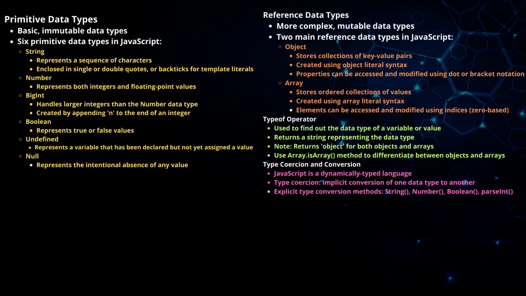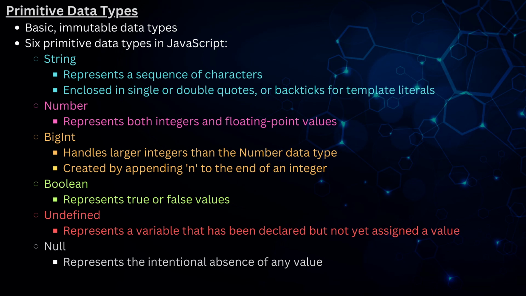There are two types of data types: primitive data types and reference data types. We will be discussing each of these categories and their respective data types in detail. Primitive data types are the most basic and simple data types in JavaScript. They are immutable, meaning their values cannot be changed after they are created. There are 6 different primitive data types in JavaScript: string, number, BigInt, Boolean, undefined, and null. Let's discuss each of these in more detail.